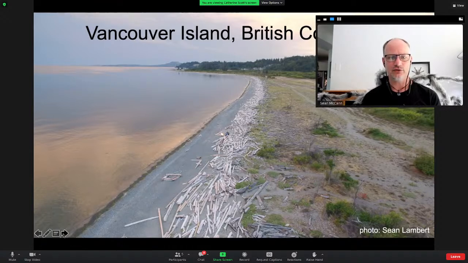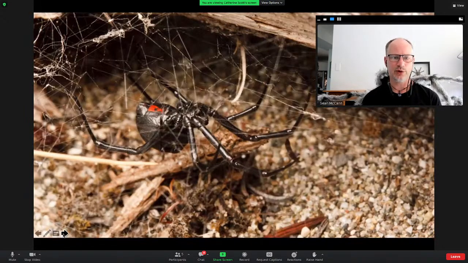It's got abundant driftwood logs and a backshore area that is a sand dune ecosystem, and that sand dune ecosystem is also littered with driftwood in varying levels of decay. And that's where the black widows are found, and that's where we were doing our research, studying their sexual behavior, including pheromone-based communication.